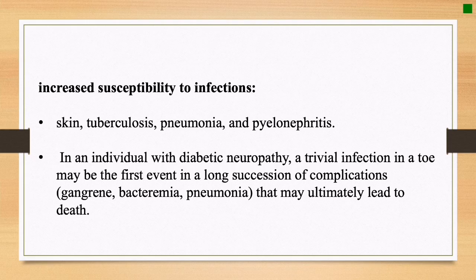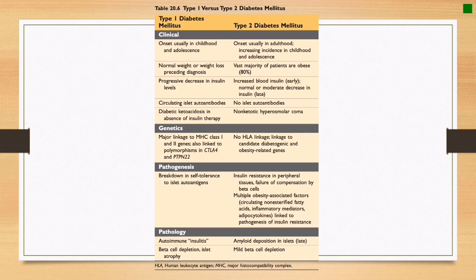Another chronic complication of diabetes is the increased susceptibility to infections, mainly skin infections, tuberculosis, pneumonia, and pyelonephritis. In an individual with diabetic neuropathy, a trivial infection in a toe may be the first event in a long succession of complications like gangrene, bacteremia, and pneumonia, and this may ultimately lead to death. As previously discussed, type 1 and type 2 diabetes are distinct pathophysiologic entities with common manifestations of hyperglycemia. This table summarizes some of the clinical, genetic, and histopathologic features that distinguish the two diseases.